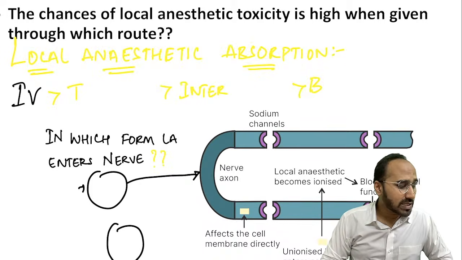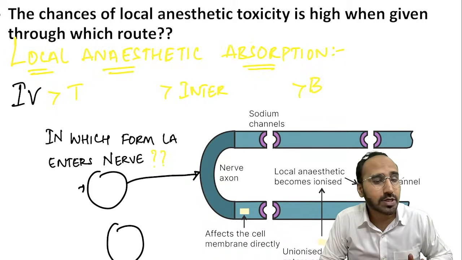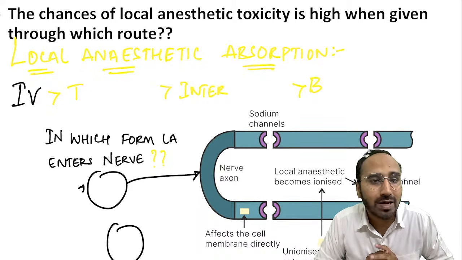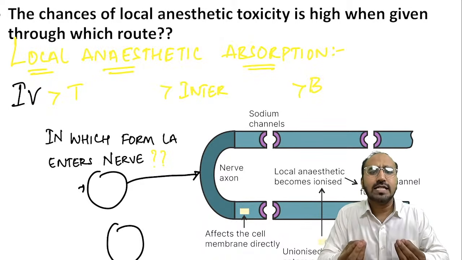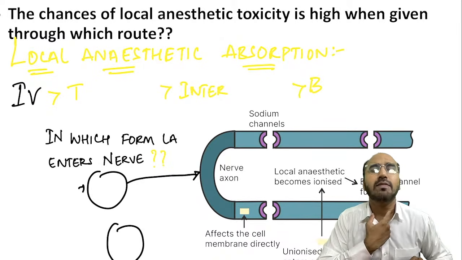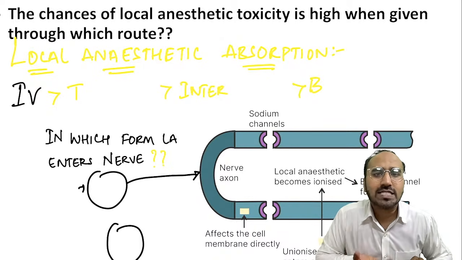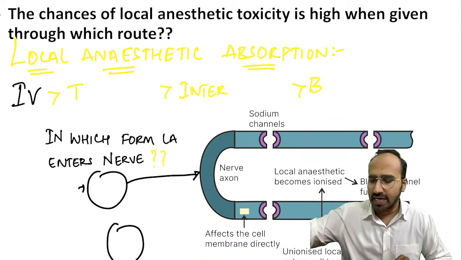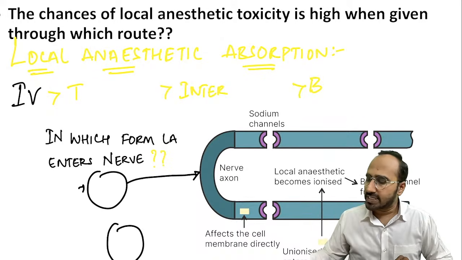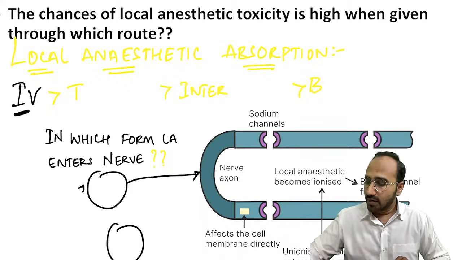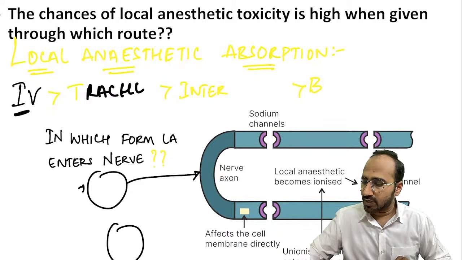So my question was, local anesthetic toxicity chances will be high while you are giving near the trachea. Why? What is the reason? Simple reason, not a big logic. Just look over here. Near the trachea you are having major blood vessels. So wherever the blood vessels are high, if you are giving local anesthetic, the chances of its toxicity will be very high. So the chances of local anesthetic toxicity are high when it is given through the IV route, when it is given through the tracheal route.